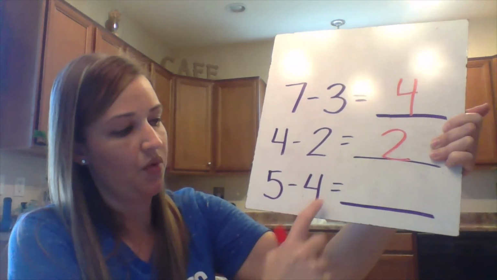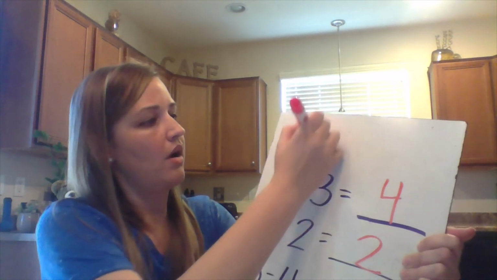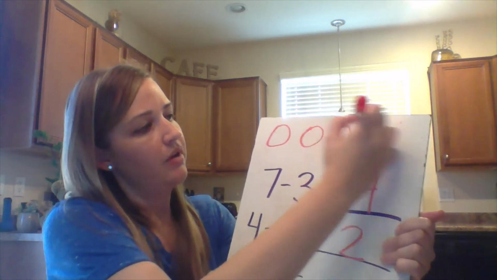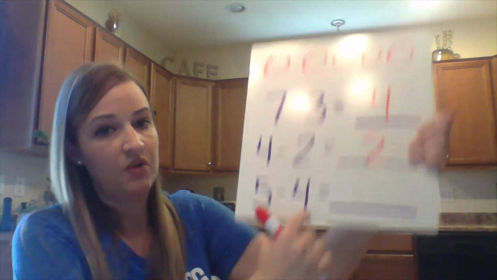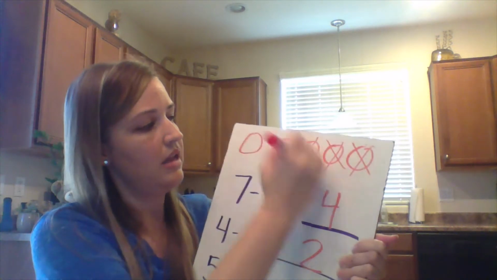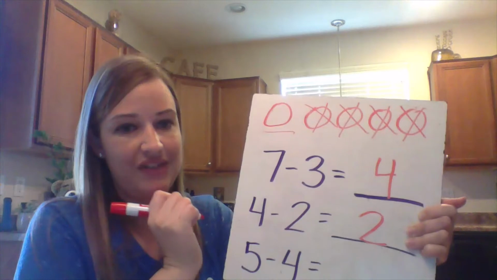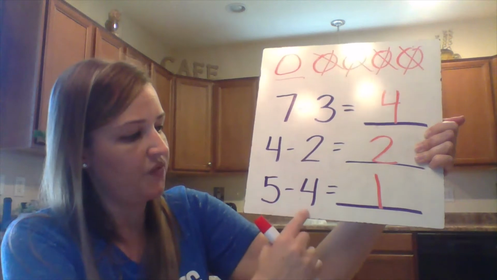I have one more for you. Let me erase. This one says 5 minus 4 equals, I don't know. Let's find out. Let's draw 5. 1, 2, 3, 4, 5. And it says to take away 4. So I'm going to put an X on 4 of them. 1, 2, 3, 4. How many are left? You're right, 1. So if I read it, it says 5 minus 4 equals 1. That was strategy 2. Here comes strategy 3.